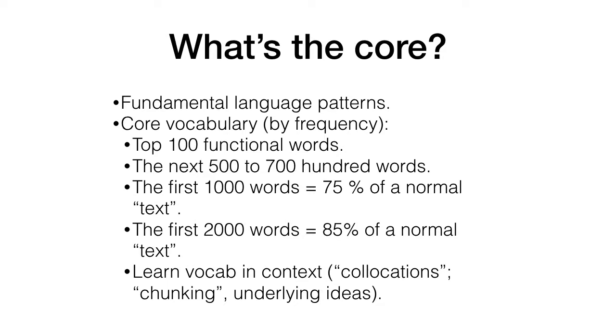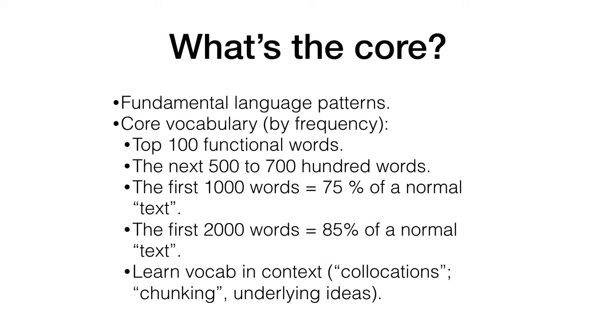Chunking is then chunks of sentences, a bit longer than a collocation, which is usually a couple of words. And chunking is actually how the scientists think that we speak. We manipulate chunks of language. So learn vocabulary in context, learn collocations, learn chunks of vocabulary, and try and think about the underlying ideas. Use images in your head to help you to remember.